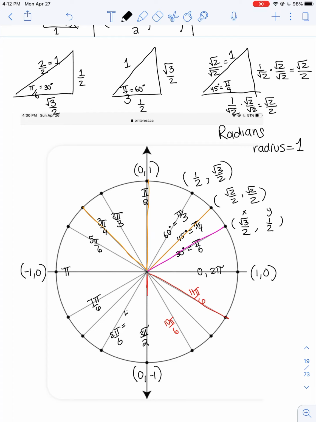And then this one, 8 pi over 6. 8 pi over 6 simplifies to 4 pi over 3. Now, if you converted that, if you multiplied by 180 over pi, you would get that value would be 240 degrees. Okay, so that would be something that makes sense. It should be there, right?